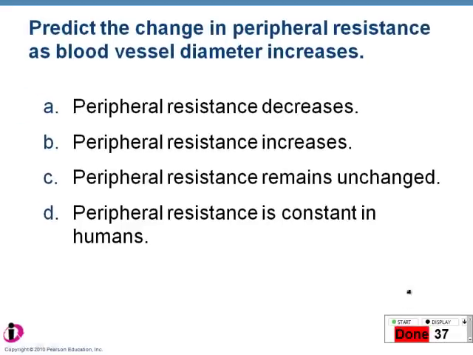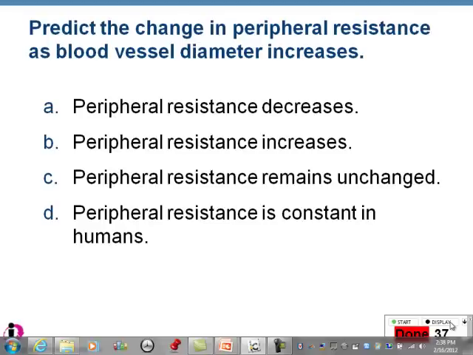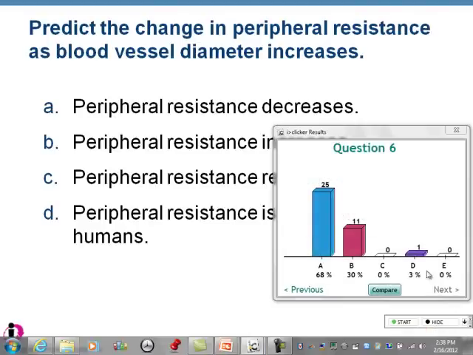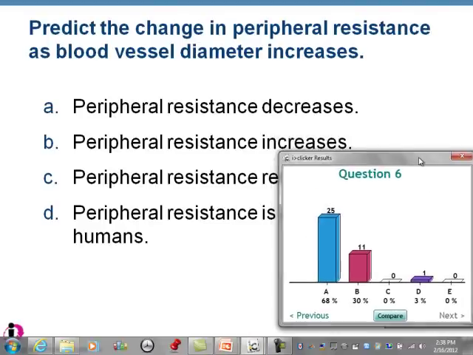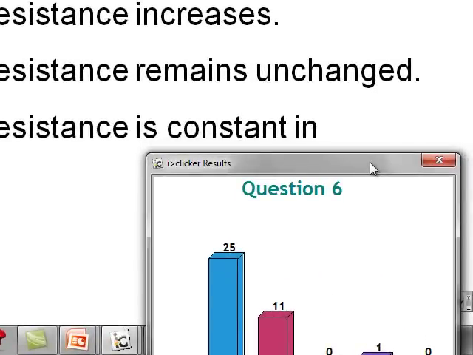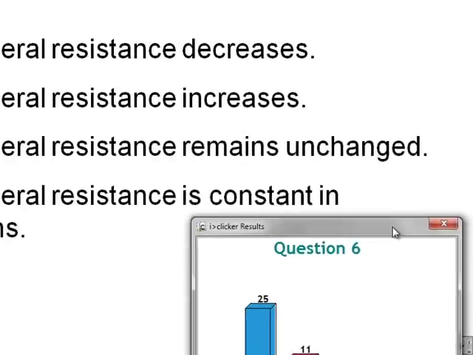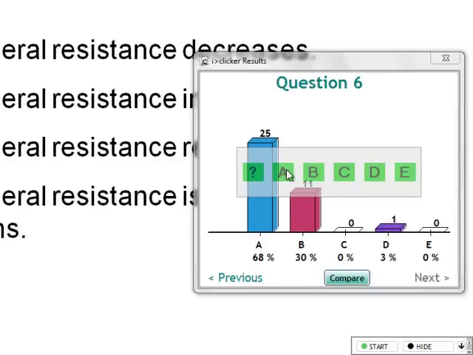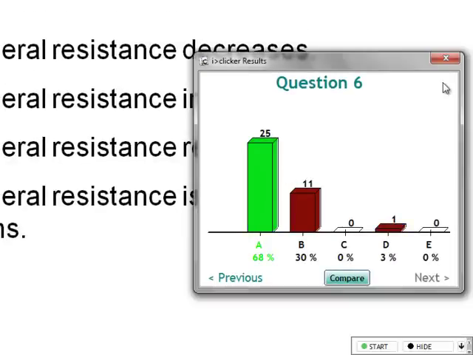What's the answer? The answer is A. So remember, as the blood vessel diameter increases, what happens to resistance? It decreases. If the blood vessel diameter decreases, resistance increases. Okay, so think of what the words mean. So the answer is A.